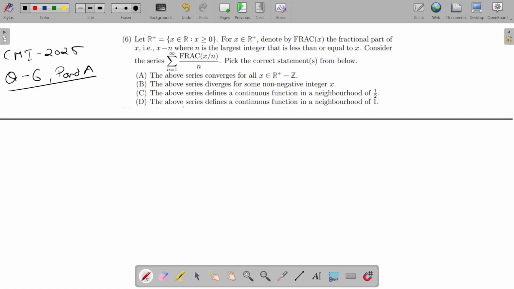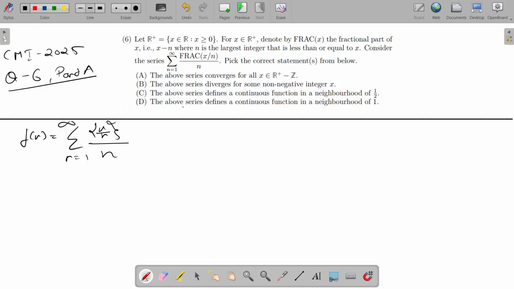So let us write our f(x) as summation n equals 1 to infinity. I am not writing frac every time, so this is a very standard notation, curly braces x by n, by n. So this is our function. Are they saying that the above series converges for all x?